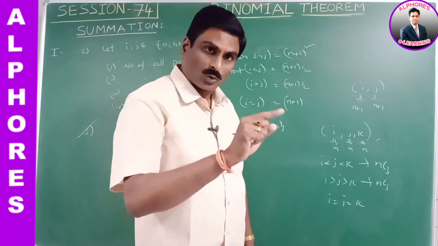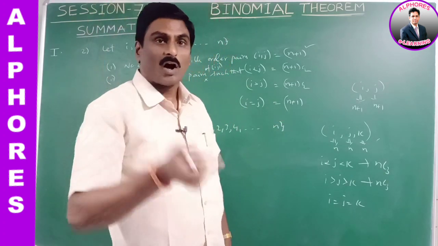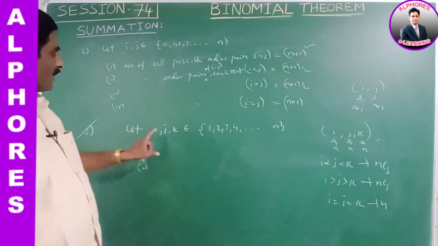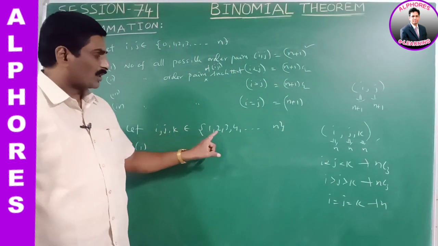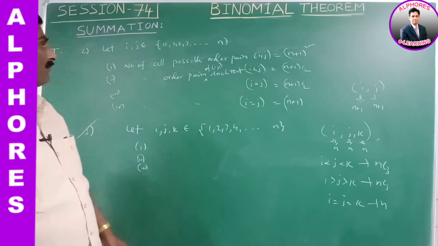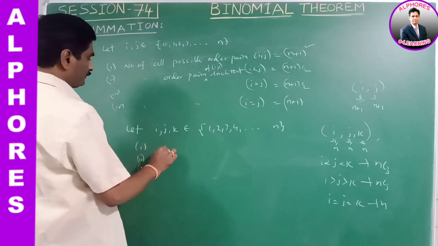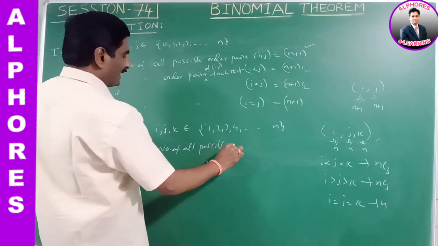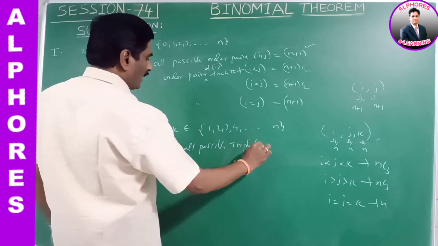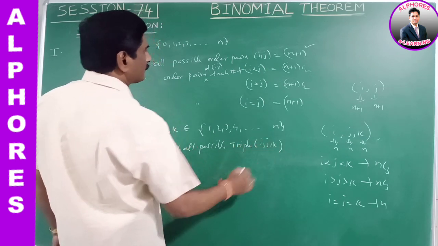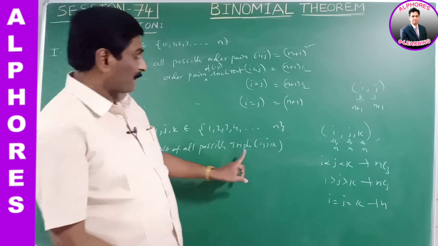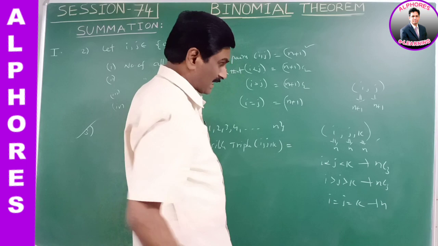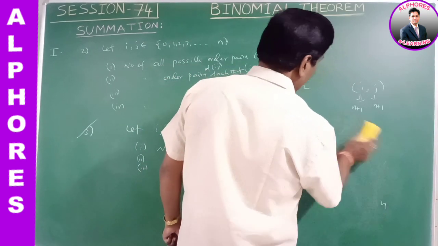1 1 1, 2 2 2, 3 3 3, and so on up to n n n. How many are possible? n values are possible. Please note this value. Let i, j, k belong to 1, 2, 3, and so on up to n. Then the number of all possible triplets i, j, k is equal to n cube. Please observe this value: n into n into n, that means n cube.